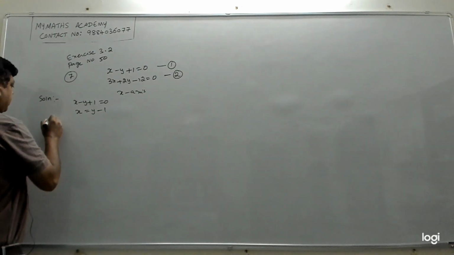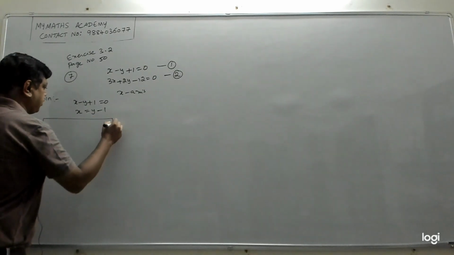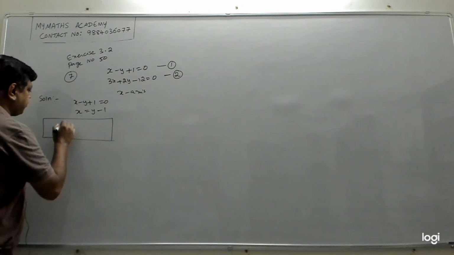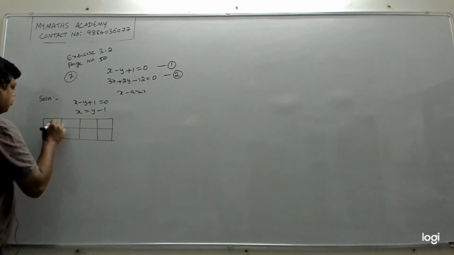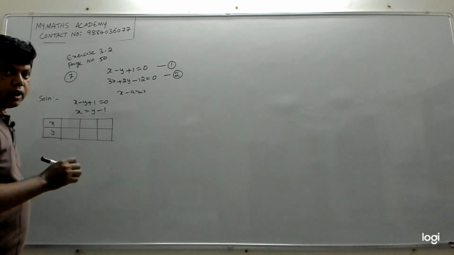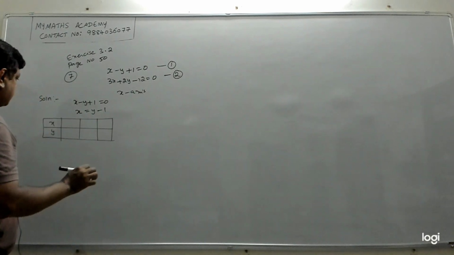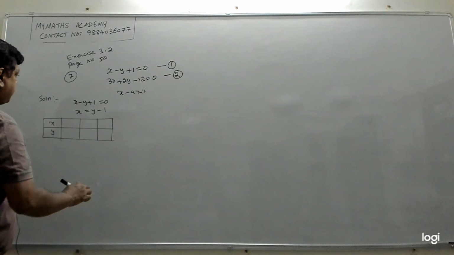So now let's put the tabular column to find the points. As I told you, we'll find 3 points. Even 2 points is okay, but I always go for 3 points, so that I can be very sure that my graph is perfect or correct.